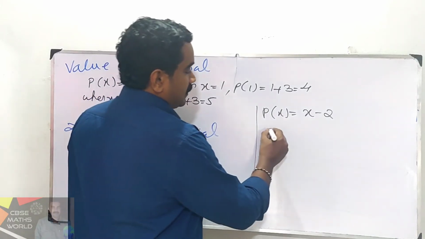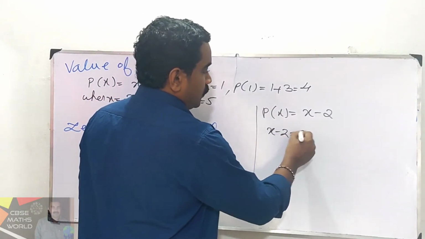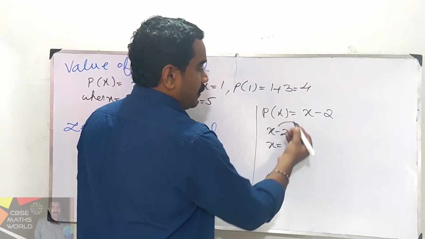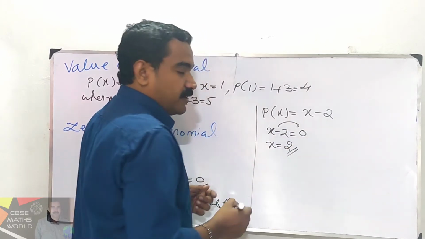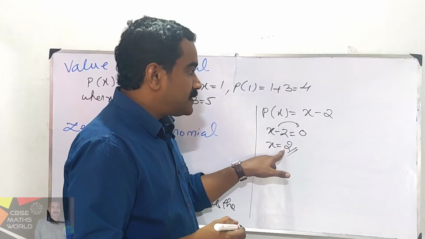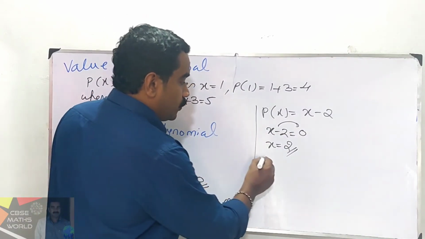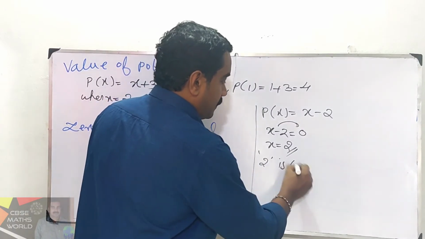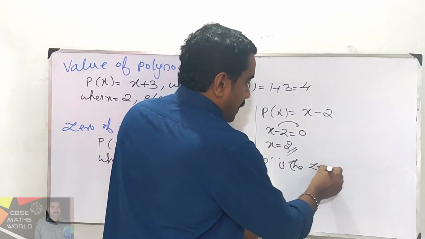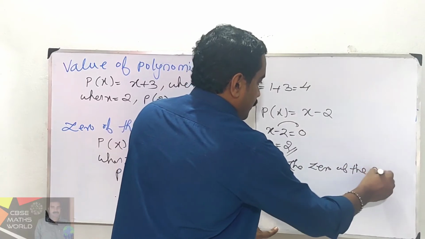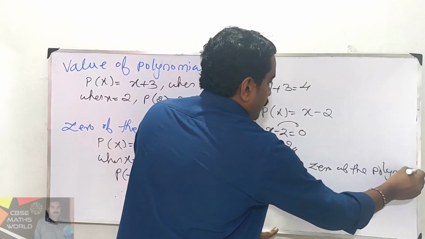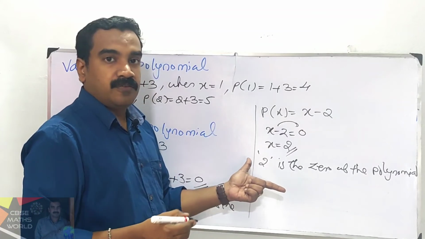Otherwise, one easy method: set x minus 2 equal to 0, then x equals, if you bring this minus 2 to the other side, it becomes plus 2. So we can say that x equals 2. When x equals 2, the value of the polynomial becomes 0. So we can say that 2 is the 0 of the polynomial. Two is the 0 of this polynomial.